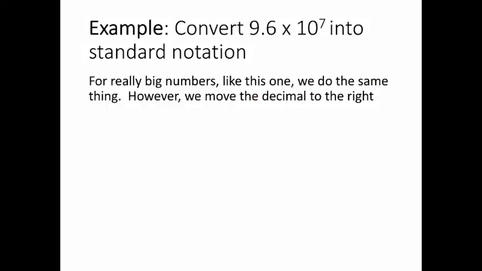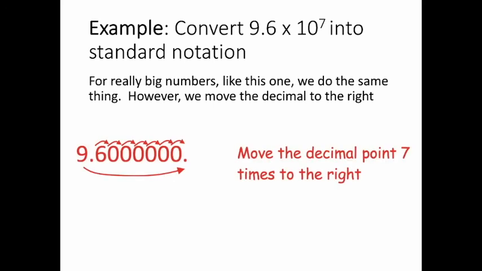Here's another example. Convert 9.6 times 10 to the 7th into standard notation. For really big numbers like this one, we do the same thing. However, we move the decimal to the right. So we are going to move the decimal point 7 times to the right. Our answer is 96 million.